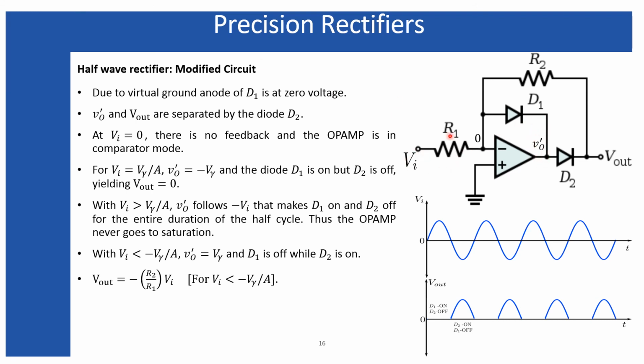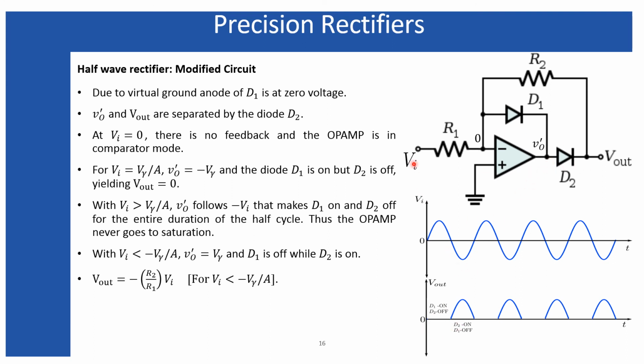Not the input voltage, it will be connected to the zero potential. This is at virtual ground, so the output V naught dash will be 0. So you can see it is 0, and during that time diode D1 is turned on and diode D2 is turned off. Output is 0.